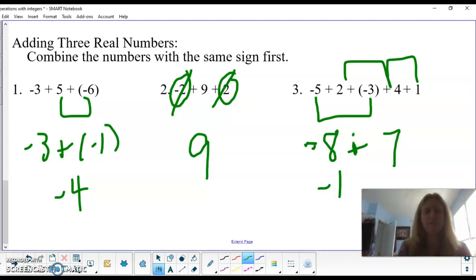All done. All right, so I would like you to go on to the next slide and draw out the two problems I'm giving you, showing your steps. I want to see which two you added together first, like I did here. You're going to show this step and then this. Same thing. Combine the two positives, the two negatives, add them together. All right, good luck.